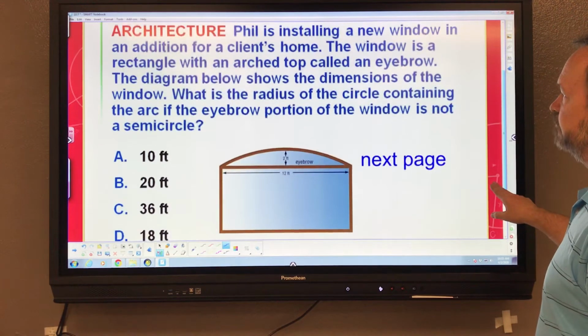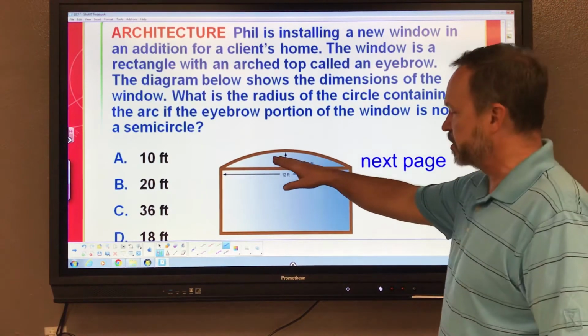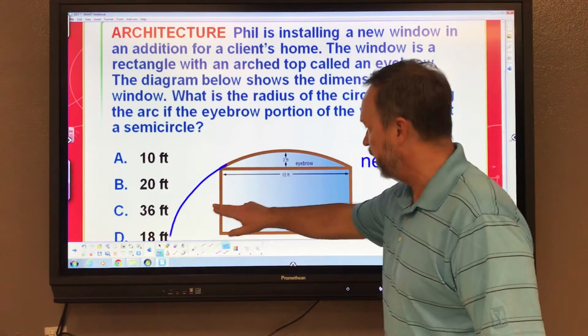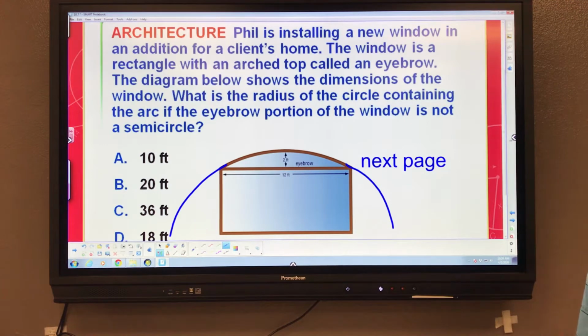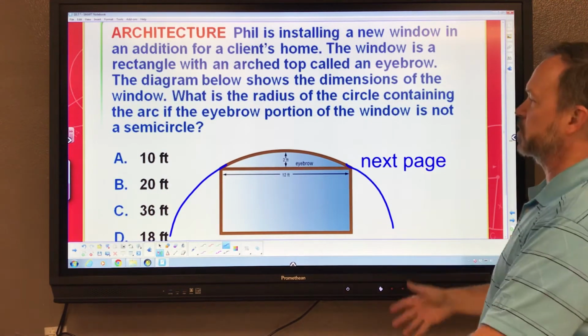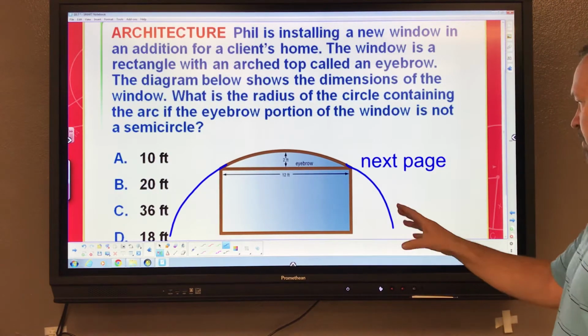Phil is installing a new window addition for a client's home. The window is a rectangle with an arched top called an eyebrow. The diagram below shows the dimensions of the window. What is the radius of the circle containing the arc if the eyebrow portion of the window is not a semicircle? So we're not saying this is a semicircle. We're saying it's part of a circle that goes on, and they want to know what the radius of that circle is. How do you draw that arc if you don't know what the radius of the circle is? So how do you get that look if you don't know how to deal with these other dimensions?